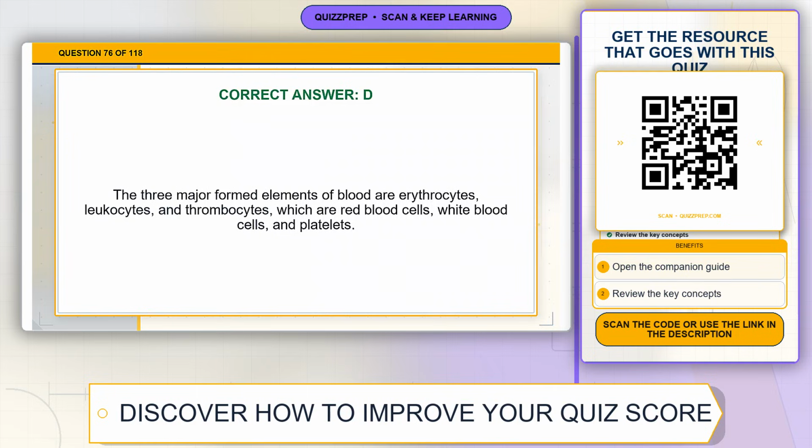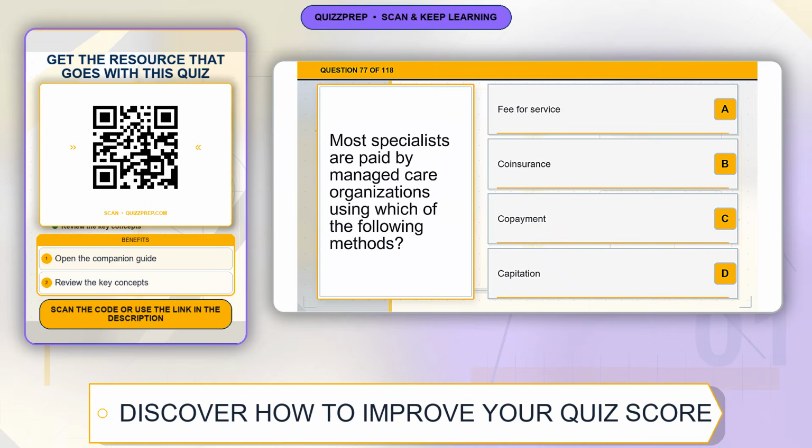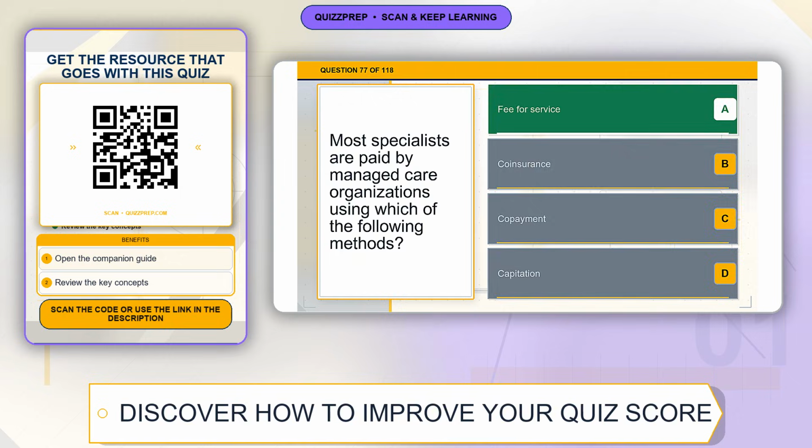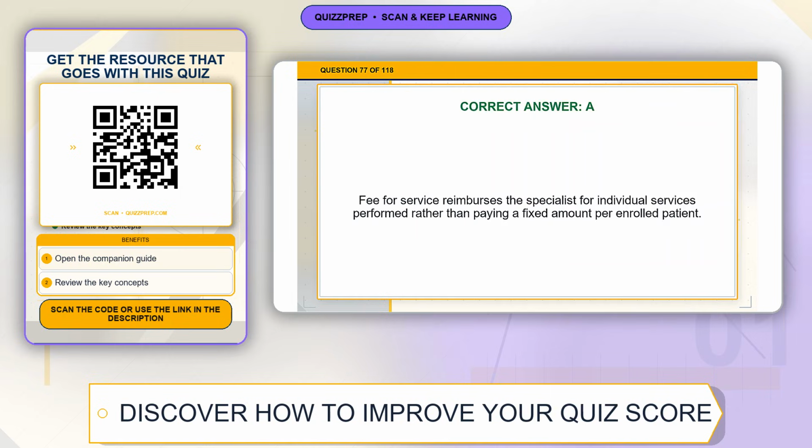Question 77. Most specialists are paid by managed care organizations using which of the following methods? Option A, fee-for-service. Option B, coinsurance. Option C, copayment. Option D, capitation. The correct answer is option A, fee-for-service. Explanation. Fee-for-service reimburses the specialist for individual services performed rather than paying a fixed amount per enrolled patient.